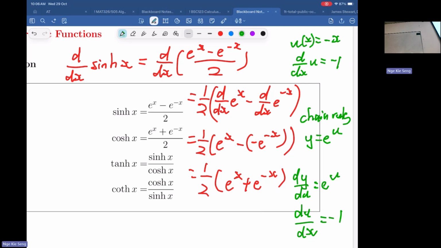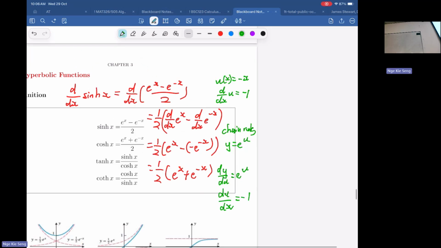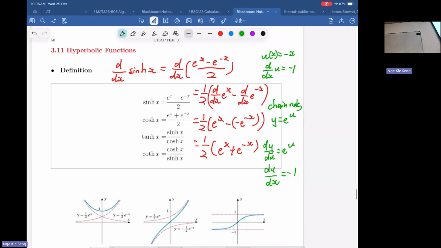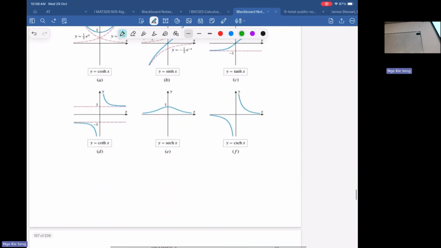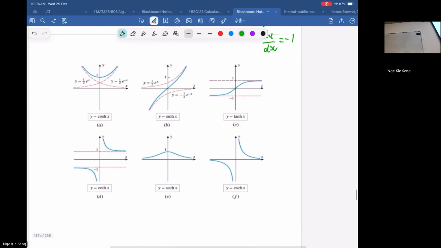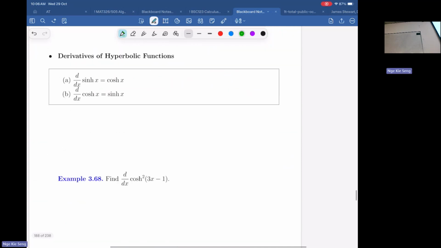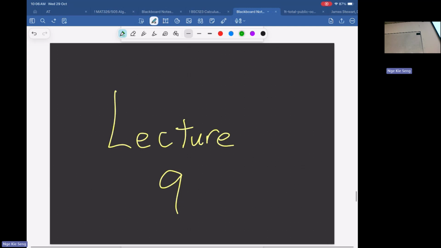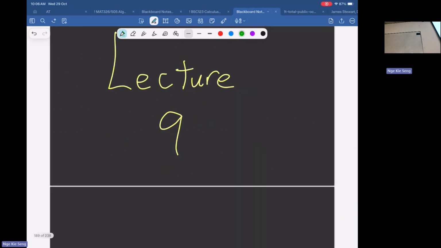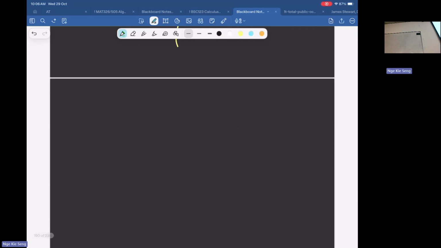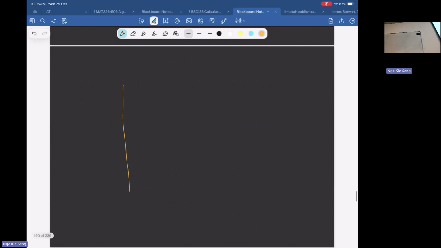Okay, so we'll skip this part here. I don't think it will be in the exam, but it's a good exercise to apply whatever we have learned. So we'll go to the next section. It's about the application of derivative. In this section, what we're going to see is the behavior of a curve. So we'll discuss the behavior of a curve.